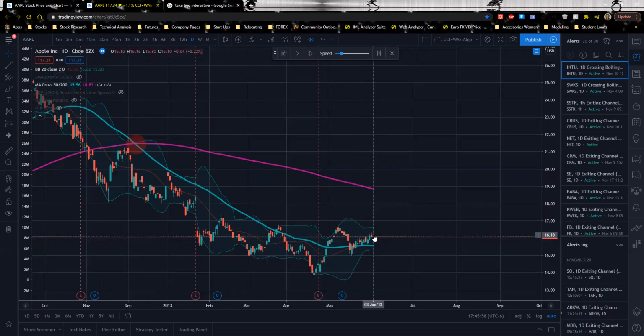So looking here, we're in the support. Right here, we just made a higher low. So let's see what keeps going on.